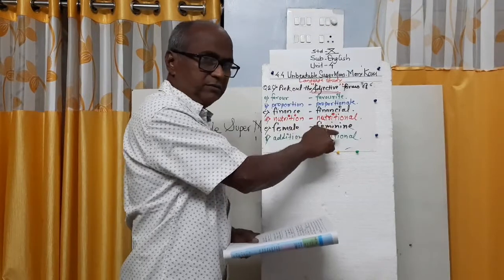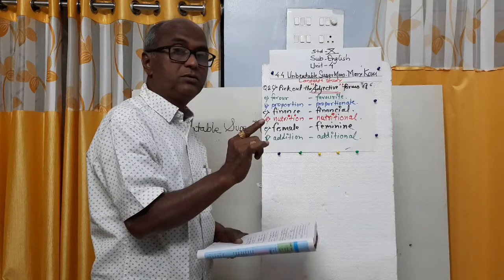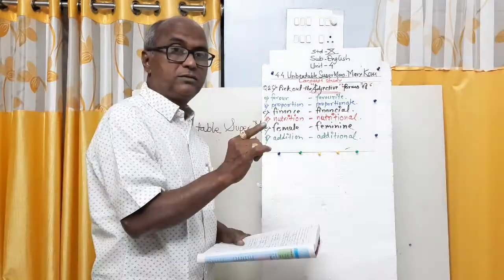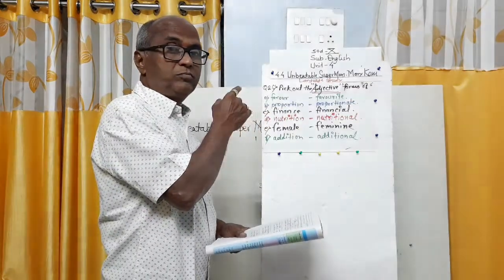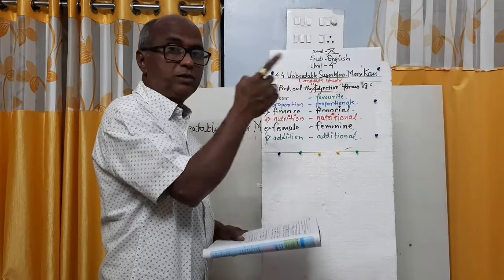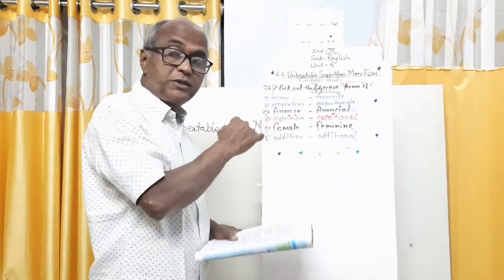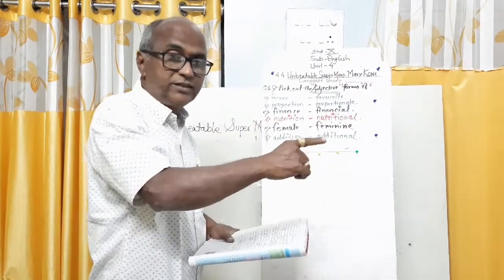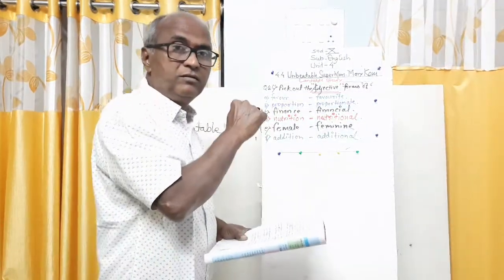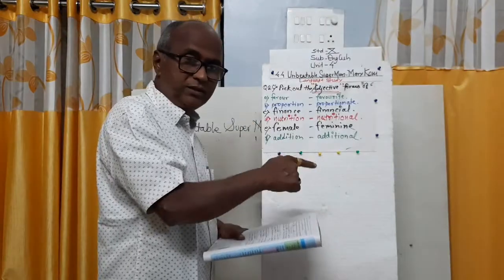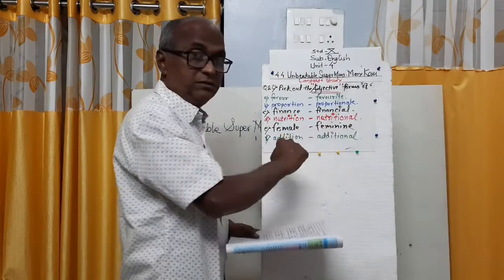Female, feminine. Feminine gender. When I explained to you in the 9th class about the verb, the tenses, where first person, singular number, plural number, second person, singular number, plural, then third person, in third person, masculine gender, feminine gender, and neuter gender. He, she, it. He is a masculine gender, she is a feminine gender, it is a neuter gender. There you come across the word feminine.